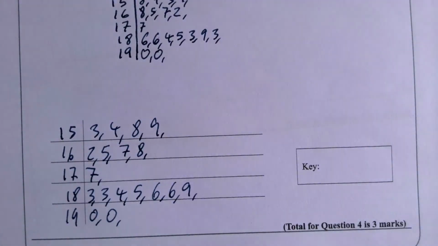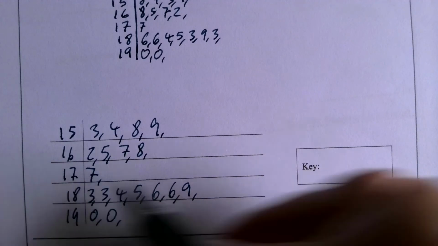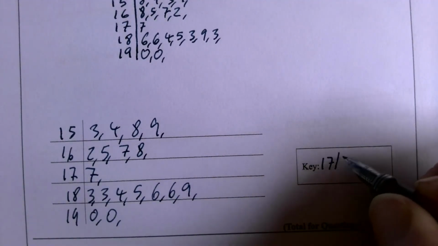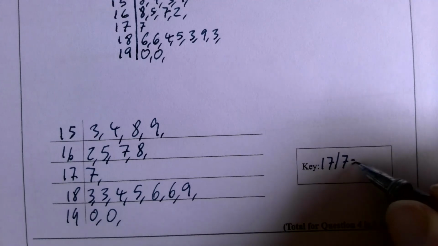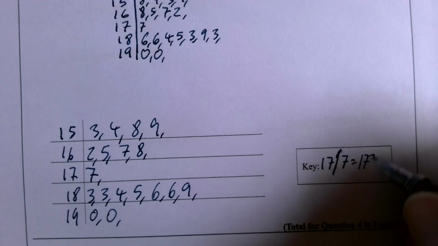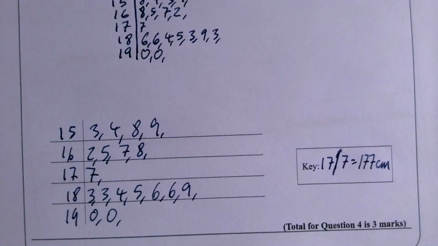And then we just need the key, don't we? So let's pick this 177 all on its own. 177, and it's centimeters again, isn't it? So that's going to equal 177 centimeters. Right, so that has hopefully introduced stem and leaf diagrams to you for today.